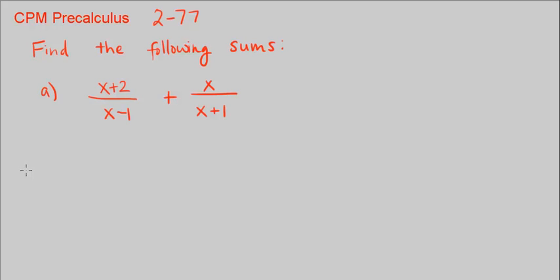This is CPM Precalculus, Chapter 2, number 77. So here we're asked to find the following sums, and these are all rational expressions being added.